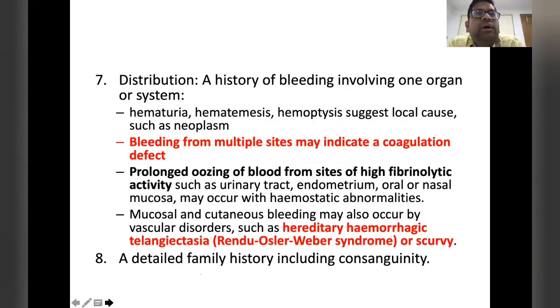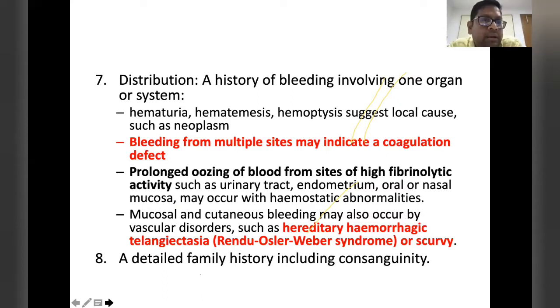Then what are the sites that show bleeding? The distribution is important. Localized bleeding is mostly acquired in nature. Generalized bleeding, with multiple sites being involved, is more commonly a coagulation disorder. Similarly, mucosal and cutaneous bleeding can also occur in some of the vascular disorders like hereditary hemorrhagic telangiectasia or scurvy.